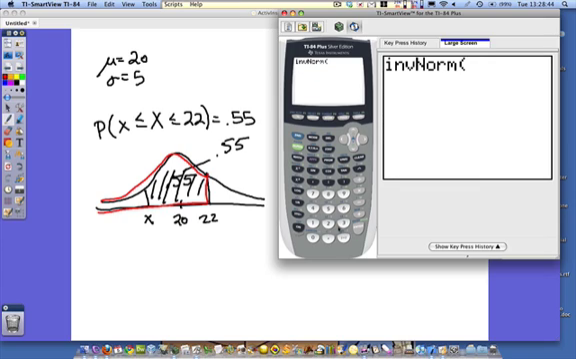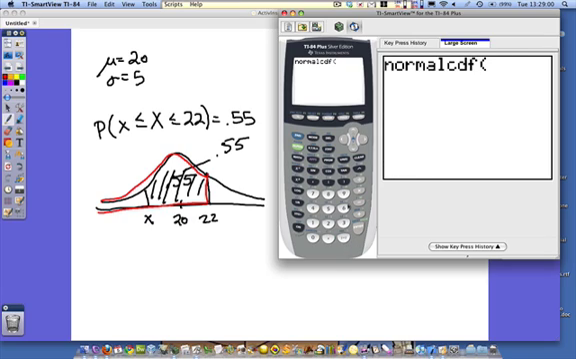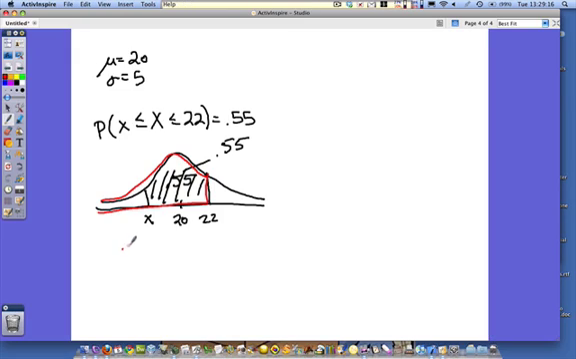No, I'm sorry, I blew that. What I need to do is find the area. In order to find area, given the random variable values, I need to use normal CDF. Normal CDF, low number, 22, 20, and 5. 0.6554. So the red area is equal to 0.6554. All of this is equal to 0.6554.